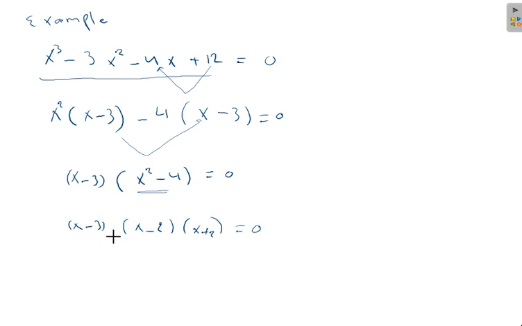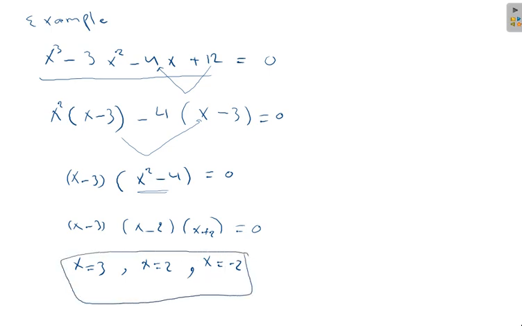Either x minus 3 equals 0, then x equals 3, or x minus 2 equals 0, then x equals 2, or x plus 2 equals 0, then x equals minus 2. All of these are the solutions of this polynomial.